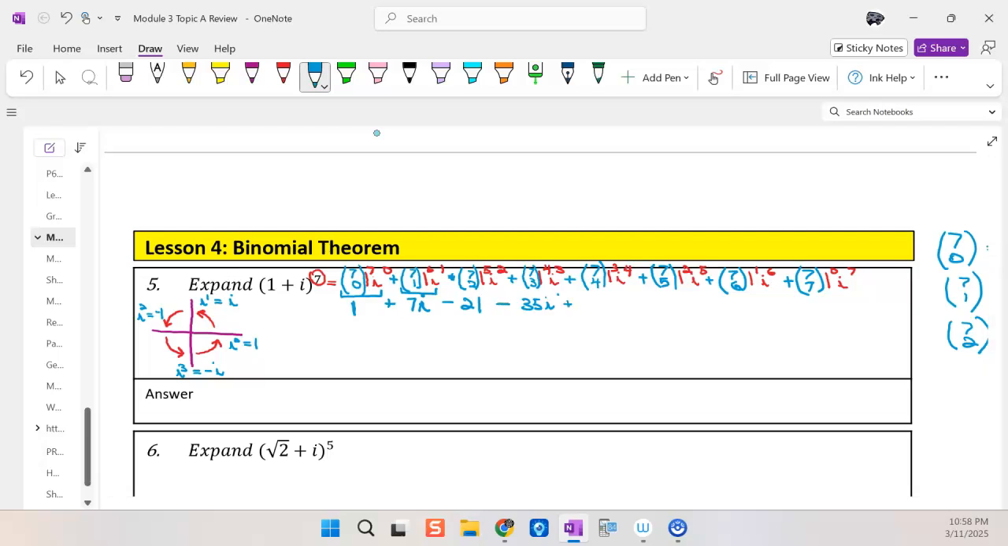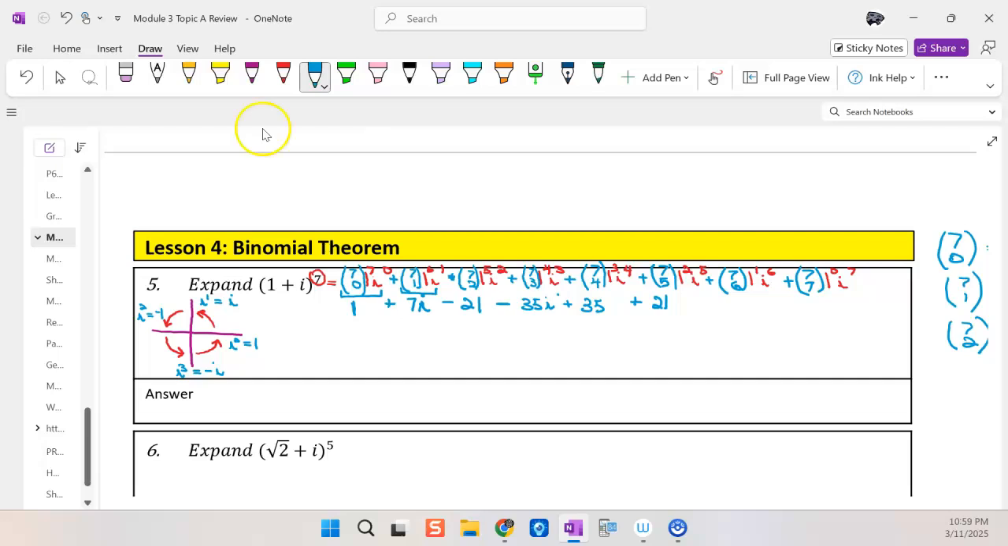Okay, plus 7 choose 4 is also 35. 1 to the 3rd is 1. i to the 4th is 1. So that's just 35. Okay, now we start going back down. That's 21. 1 squared, 1. And i to the 5th.